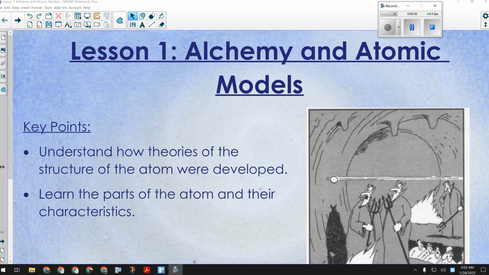Oh, I know somebody knows it. Proton? Proton is one. Neutron? Neutron. Electron. Okay, three parts of the atom.